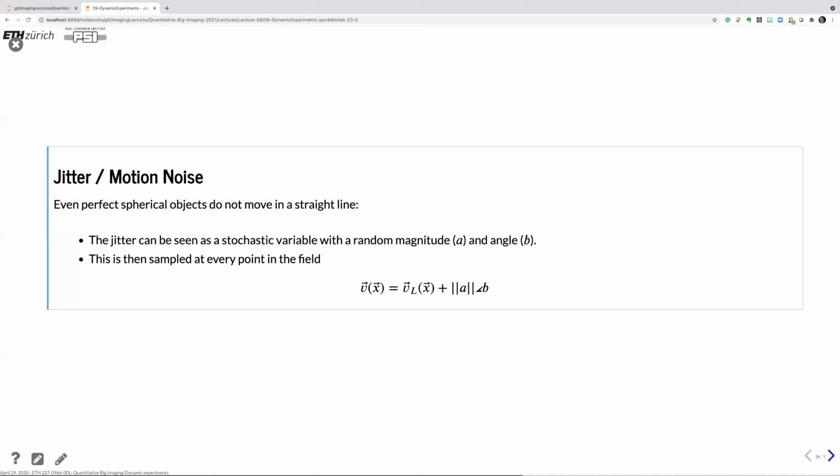The jitter is essentially something that is vibrating with some random magnitude and angle. So it's a kind of random walk effect around the point where it should be.